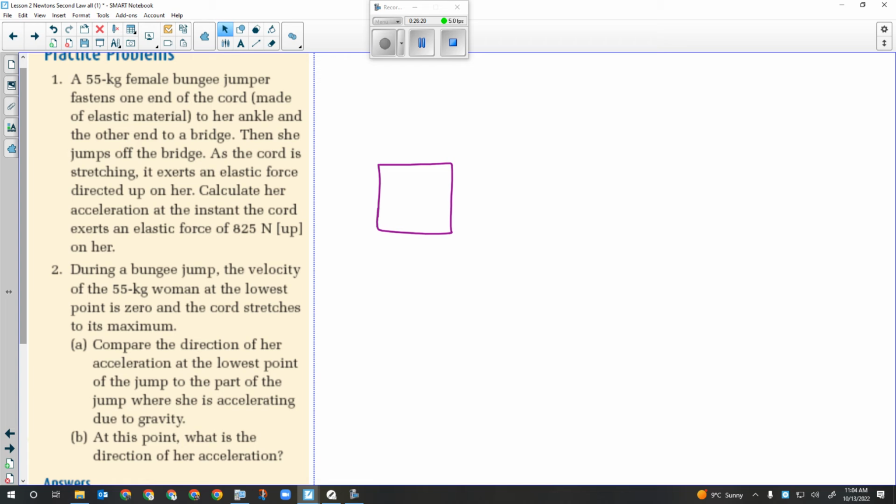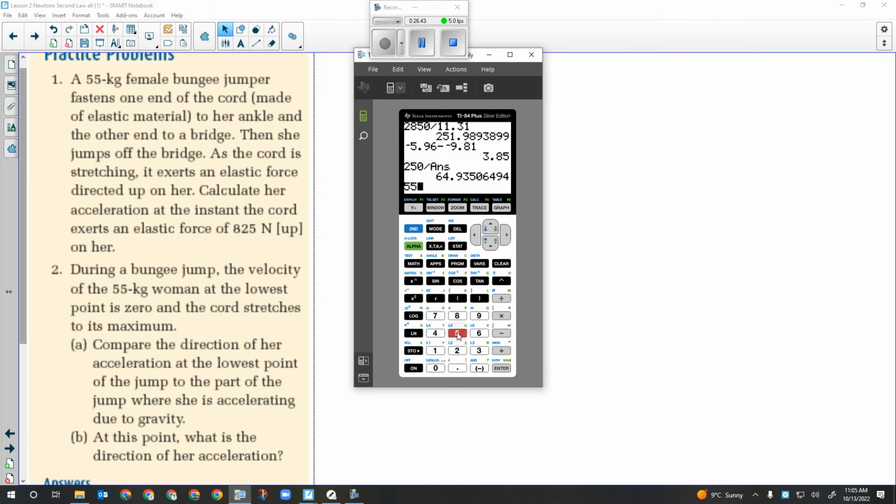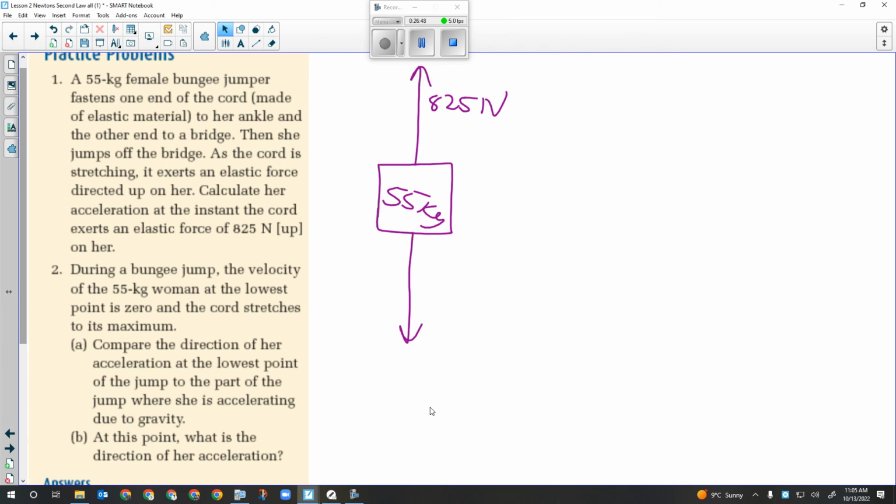Now they tell us that person is 55 kilograms, so we've got the mass. We don't have to use the differential acceleration method for this question. They tell us the bungee cord is exerting a force of 825 newtons upwards. Force of gravity is acting downwards and has got to be smaller than that because she's only 55 kilograms. So if we go 55 times 9.81, we'll have her force of gravity, 539.55. So that equals Fg.